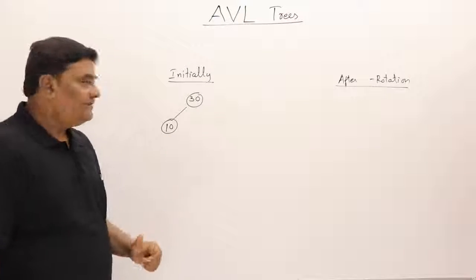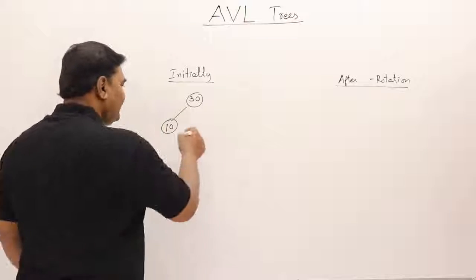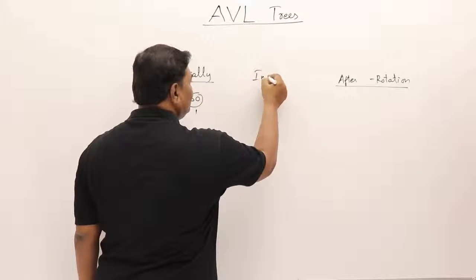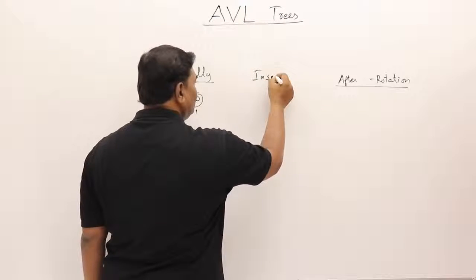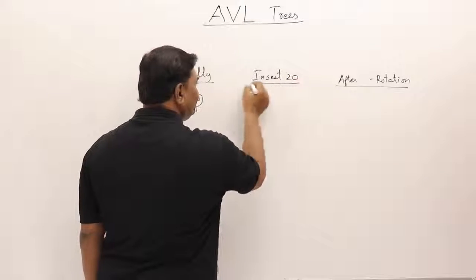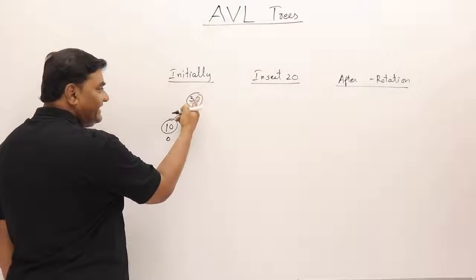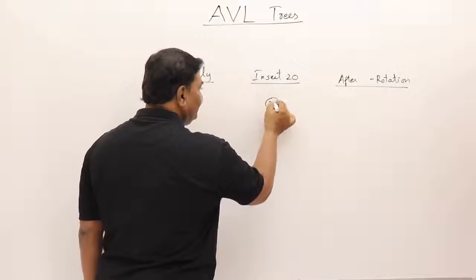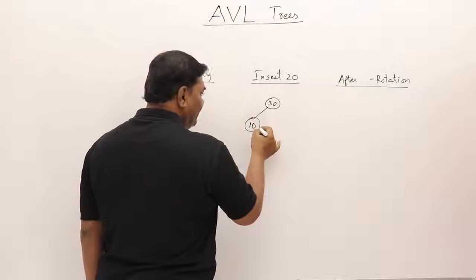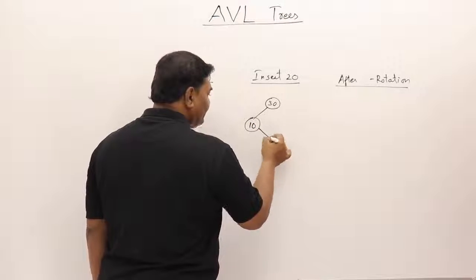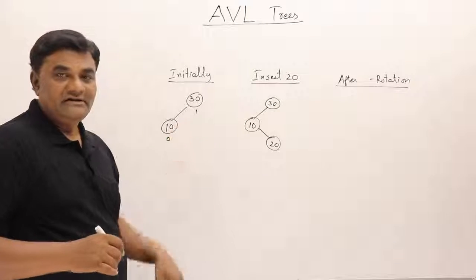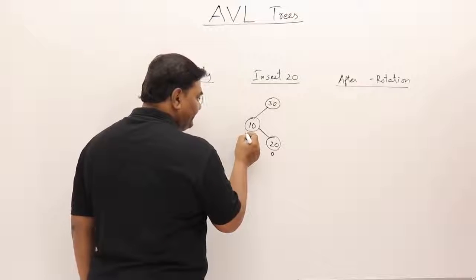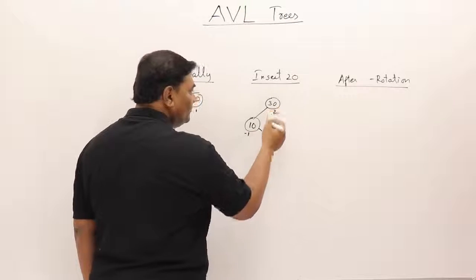This is the initial tree, 30 and 10. The balance factors are: this is 0 and this is 1. Now I will insert 20 in this one. So 20 is less than 30, it goes on the left side, but greater than 10, so it comes on the right side. So 30 here, 10 on the left hand side and 20 on the right hand side of 10. Now let us calculate balance factors. This is 0 and this is -1 and this is 2.